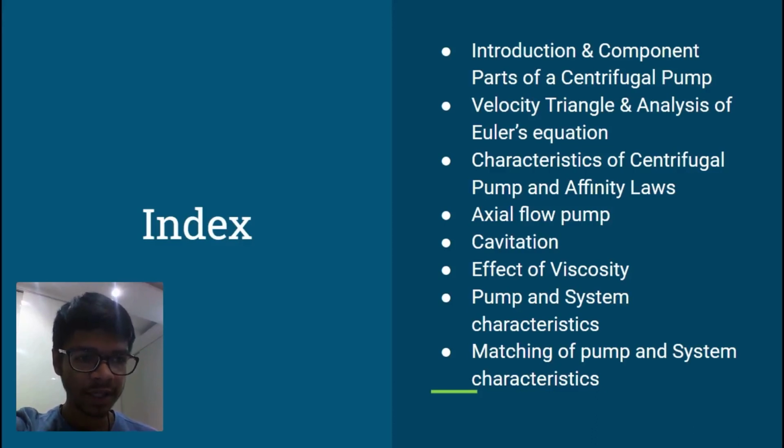So moving on to the index, the things which we'll be discussing in this PPT. First we will discuss the introduction and the components of a centrifugal pump, and then the velocity triangle, and then characteristics of centrifugal pump, axial flow pump, then cavitation, then effect of viscosity, moving forward to pump and system characteristics, and at the end matching of pump and system characteristics.